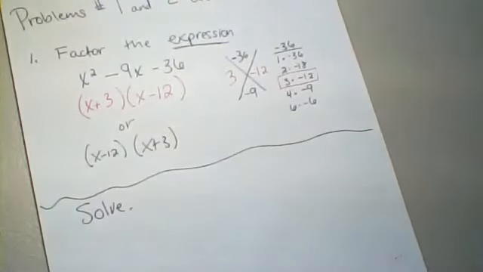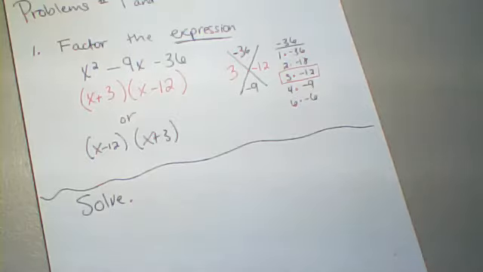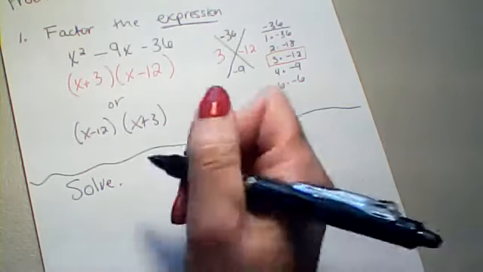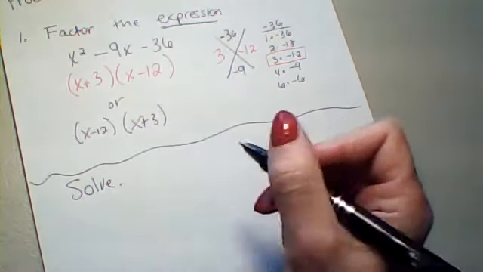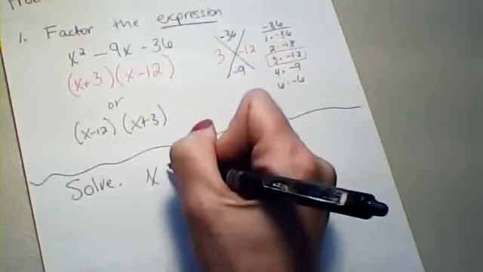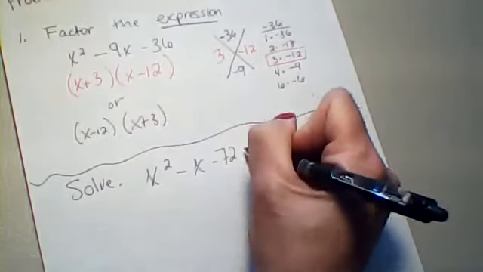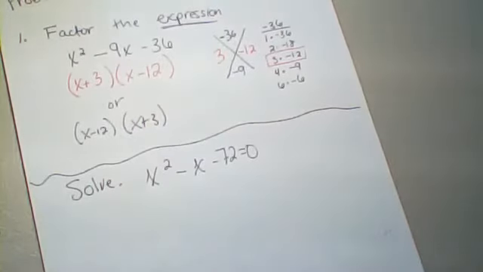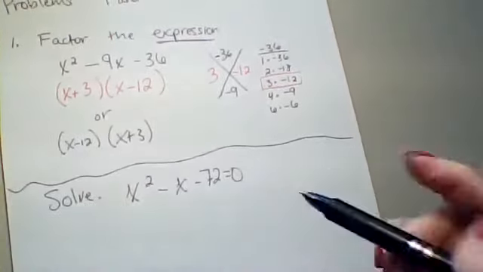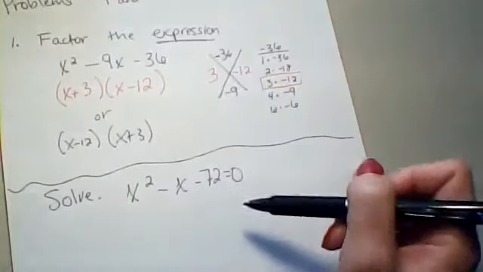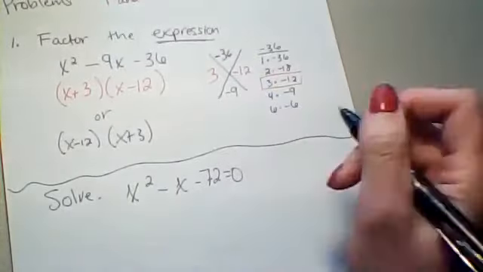All right, solve means we're going to have an equal sign, and we're going to get to do a little more work here. Let's take the problem x squared minus x minus 72 equals 0. All right, we're going to do this equation. It starts out the same way that expressions did.